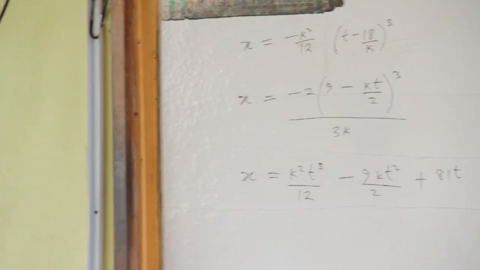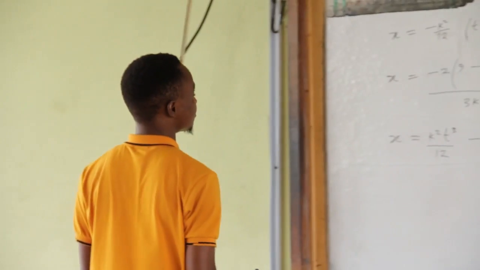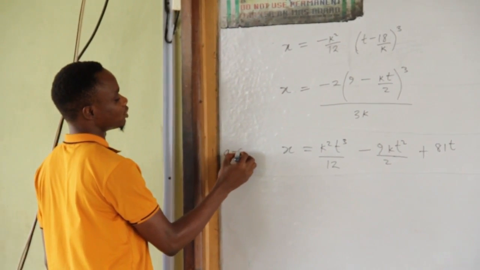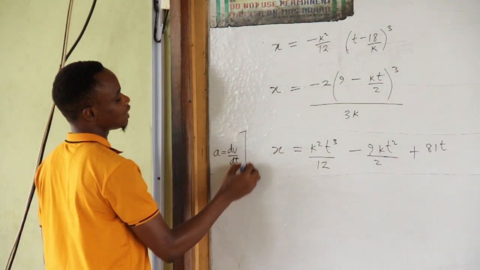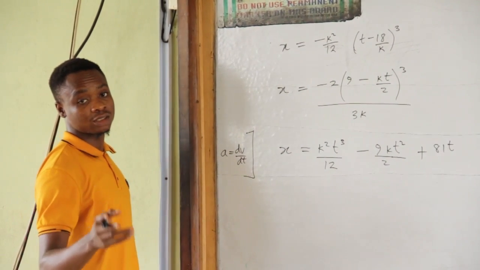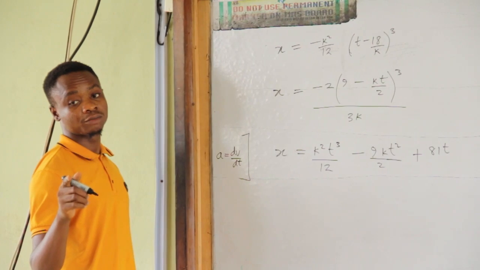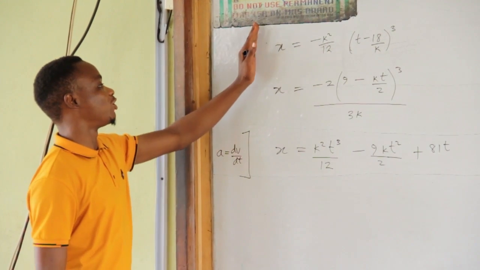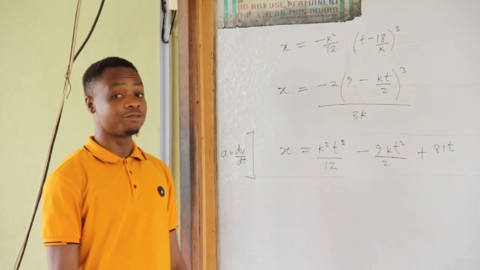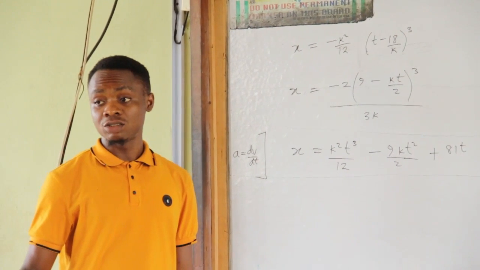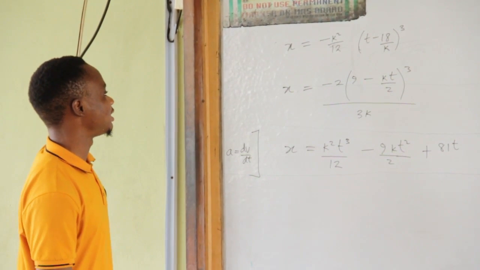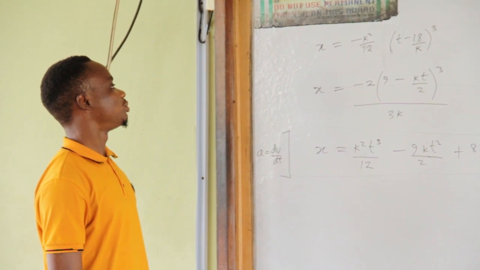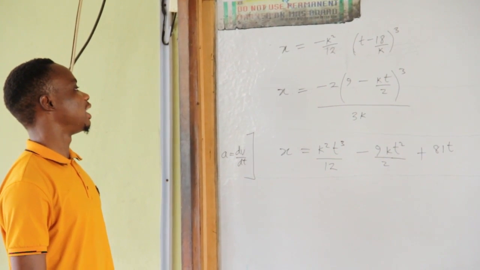Listen, where did you start with? It started with a equal to dv/dt. Everybody started with a equal to dv/dt, and then when you got v, you integrated again to get x in terms of t, and you arrived at this. You think that they are all equivalent? Is it possible that they are equivalent?